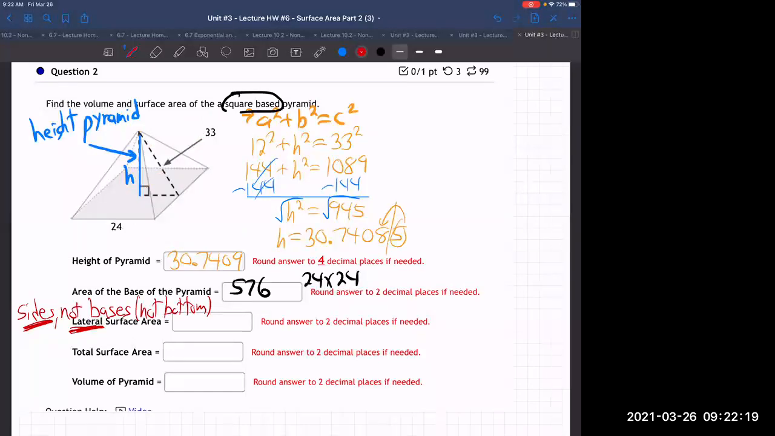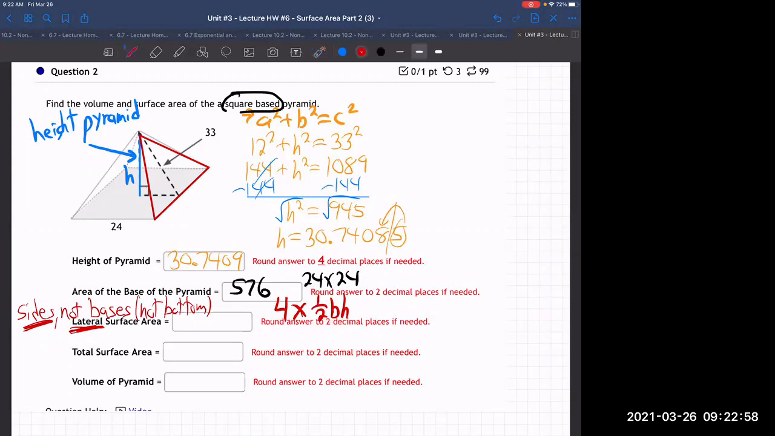So the lateral surface area is going to be 4 times, and then the sides are all triangles, aren't they? Let me just do this one side, then we'll just multiply by 4. Make sense? A triangle is a half base times height. So it's going to be 4 times a half base times height, because the sides are 4 triangles going around the sides of the pyramid.